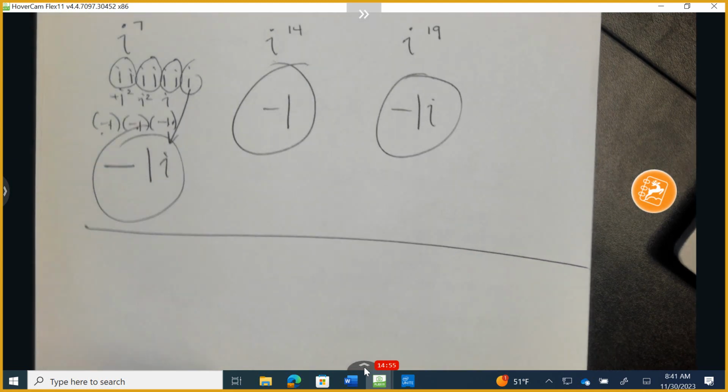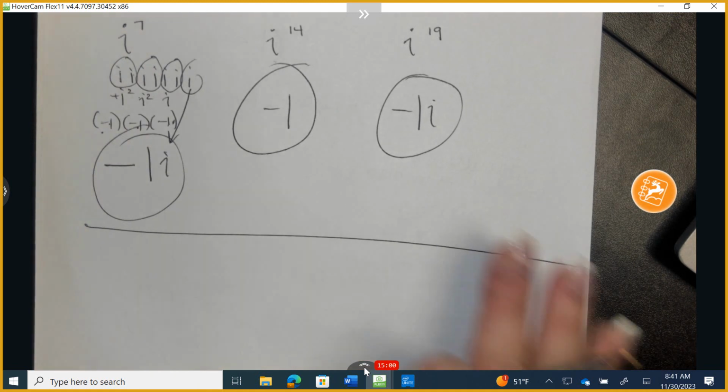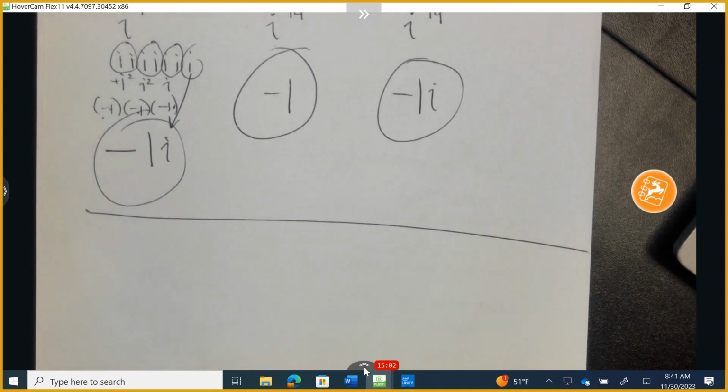Using that fact, unless your partner is like, "Miss Bradley, you just made that confusing." I want to draw them out, then do that. I want you to do 2 more.